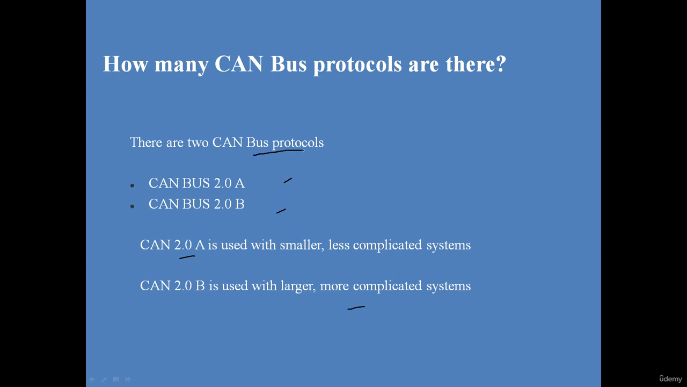So what is this bus protocol? It is a set of rules. So we have two different types of CAN bus protocols. One is CAN 2.0A, one is CAN 2.0B. 2.0A is used with smaller, less complicated systems. And if the complexity increases and we need a more sophisticated protocol, then we make use of CAN bus 2.0B.